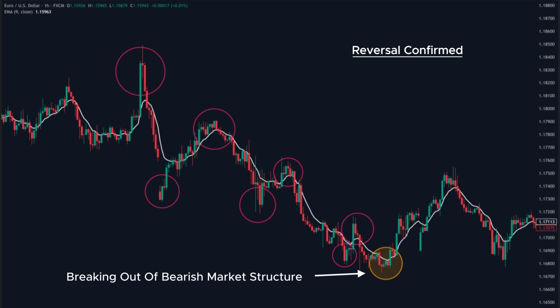Now focus on the orange circle. This is where candlestick confluence becomes important. We first see a doji candle with a longer lower wick, showing that sellers pushed price down, but buyers stepped in and rejected those lower levels. This reflects hesitation and indecision in the market.